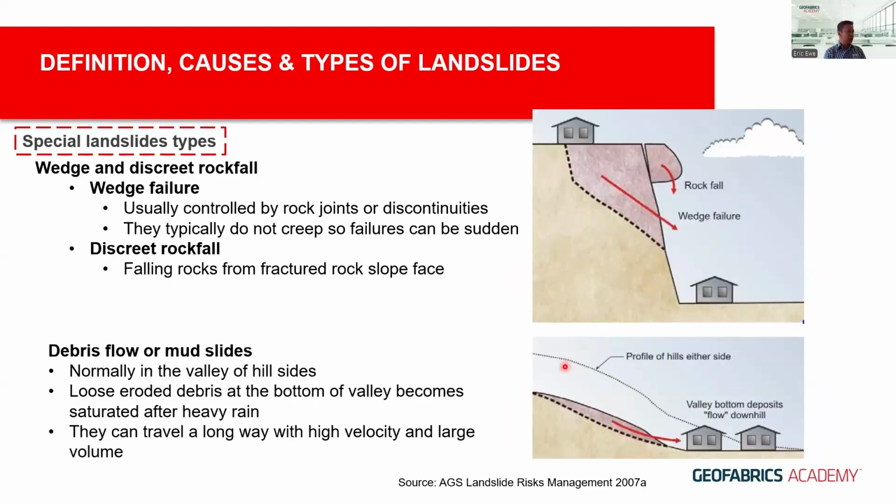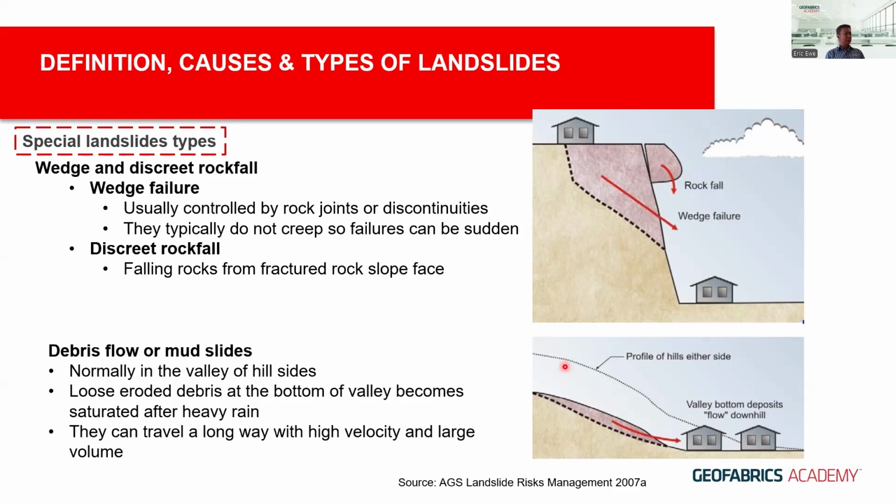These are the two types of special landslide types, and it probably forms more of a mitigation strategy rather than reinstatement strategies. They are wedge or discrete rockfall type of landslides. Wedge failure is usually controlled by rock joints or discontinuities and typically does not creep, so the failures can be very sudden. The discrete rockfalls are falling rocks from a fractured rock slope face, and there are measures on how to contain them. And these form mitigation strategies.